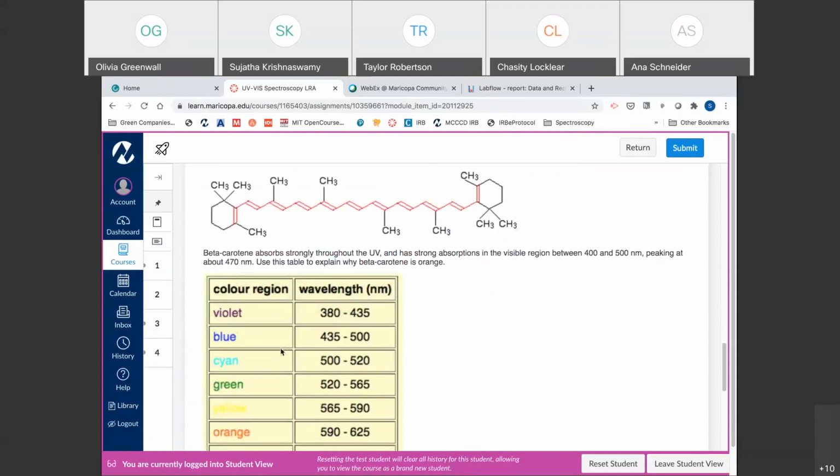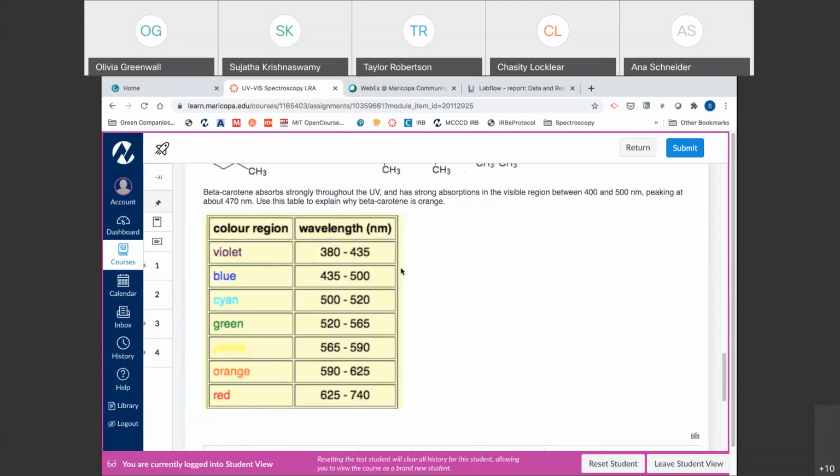So 470 falls under blue. So if you go back and look at the color wheel, if a substance absorbs in blue, the complementary color is orange. That's why carrots are orange. So that's all you're going to explain. Okay. So hopefully you understand the sentence that it absorbs a lot of different wavelengths, but the wavelength that it absorbs the most is 470. That's the lambda max. That falls in the blue, the complementary color is orange.